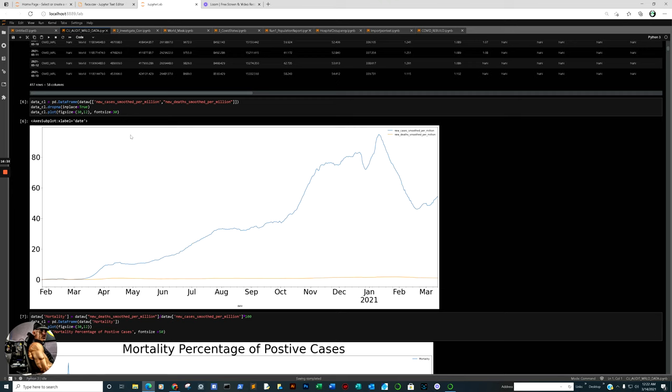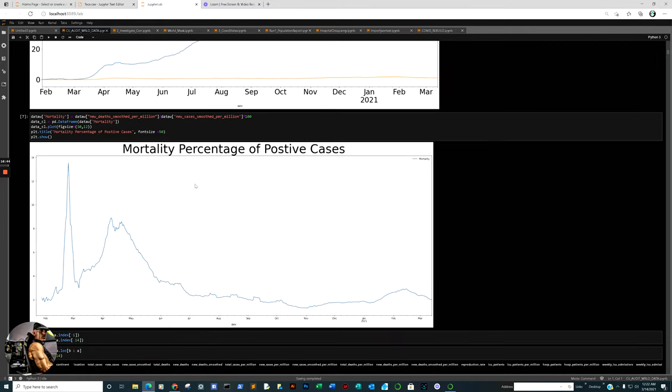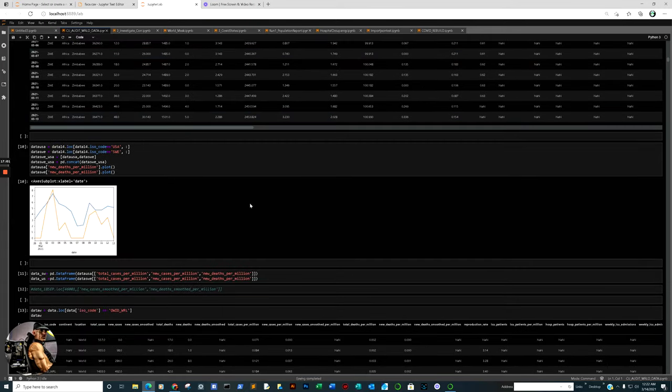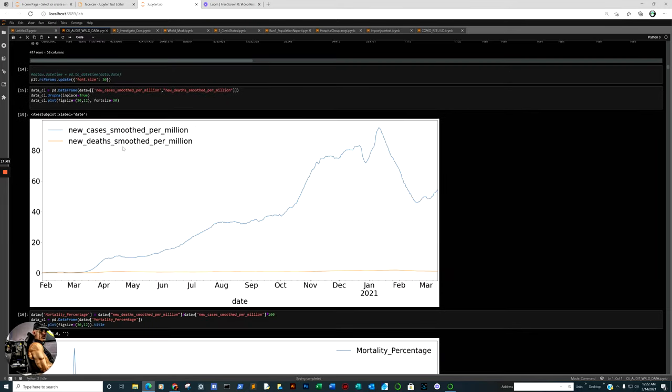This is basically our new cases smooth and new deaths smooth. You notice a little bit of a rise there in cases, but a drop in the deaths. Here's your mortality percentage of positive cases. Now, this is global and working from Our World in Data, which is actually a really good data collection site, but it's more global as opposed to working at an individual state level like we have here. So mortality percentage of positive cases, see that? And a little small graph, new cases smooth to new deaths smooth.